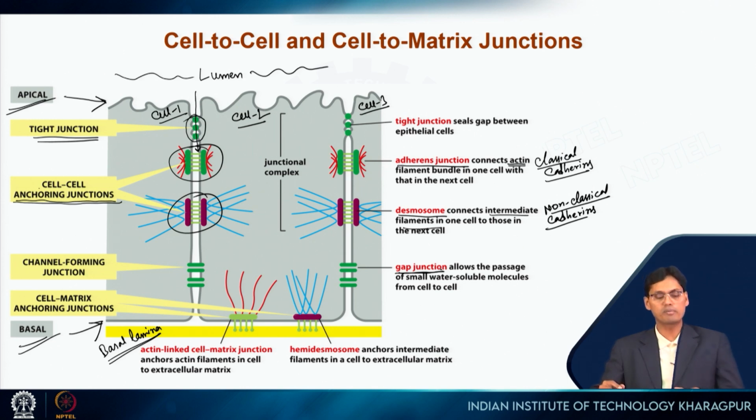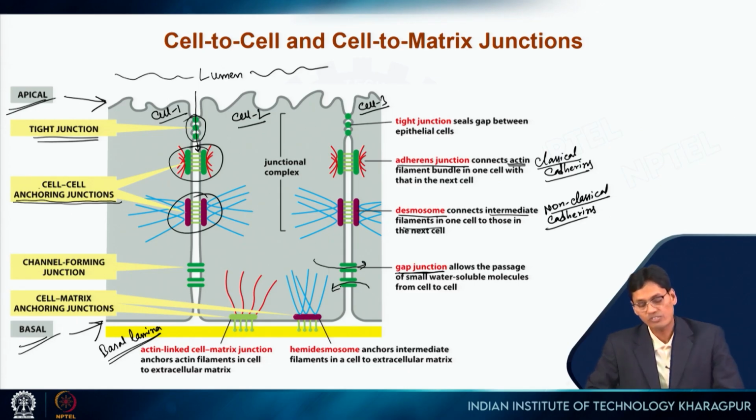But in case of channel forming junction, the example is gap junction. From the name you can understand some gap is there. So those two cells are directly communicating with each other. They can send some small, water soluble molecule from this cell number 2 to cell number 1, for example. Similarly, from cell number 3 to cell number 2, they can directly transfer some of the small molecules, not very big thing, not very high molecular weight proteins or nucleic acids. Because of the pore size, I will discuss in more details later, but this is gap junction.